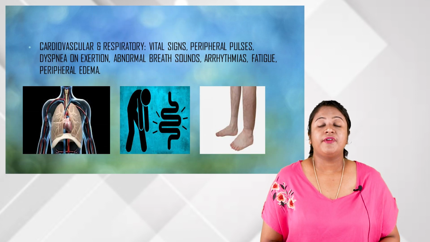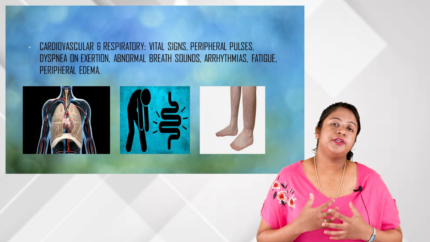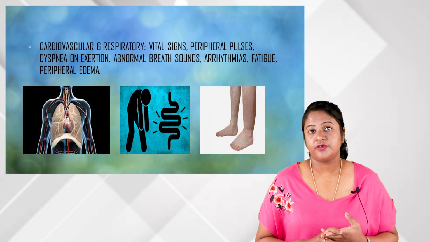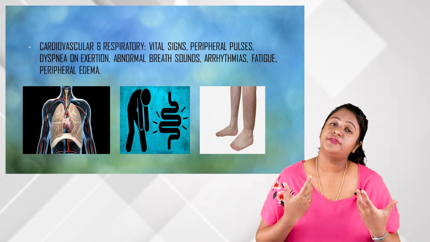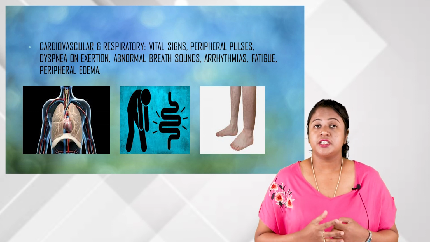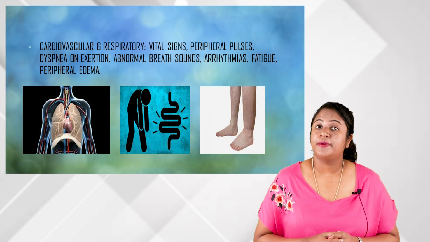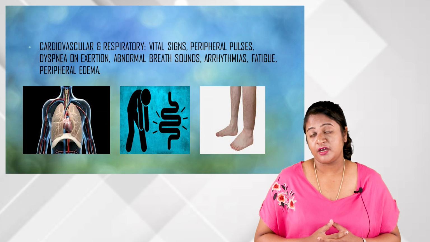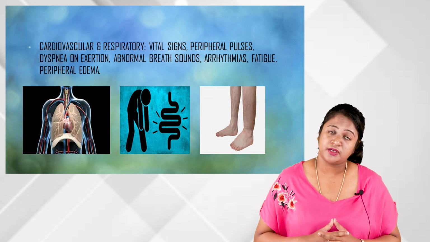The next is the cardiovascular and respiratory system. You're going to do the assessment to find out the pulse rate and respiratory rate. Is the patient having any difficulty in breathing, any changes in the ECG, abnormal breath sounds, arrhythmias, or peripheral edema? If the client is having them, you're going to observe that.